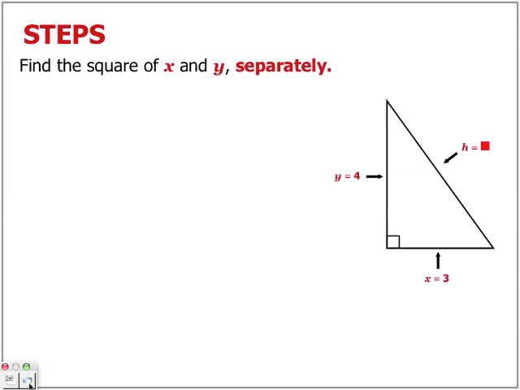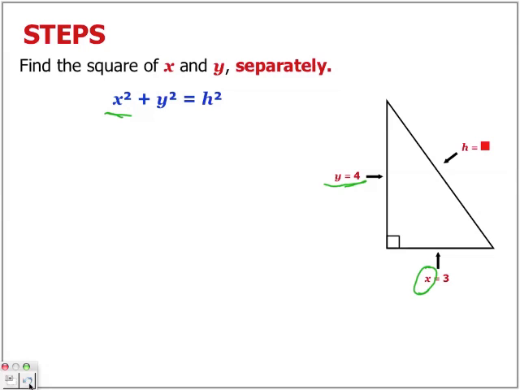Okay, these are the steps. First, we're going to find the square of x and y separately. That means we have to substitute x and y into the equation, and that will give us... We're going to take x and put it in for x squared, and we're going to do the same for y.